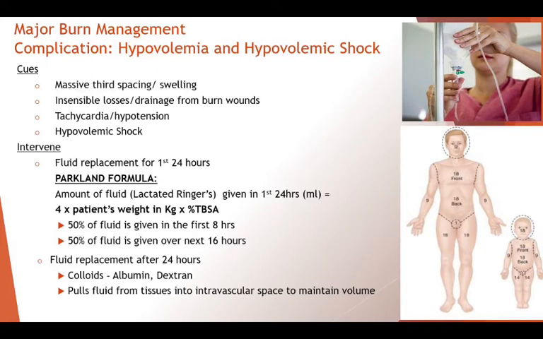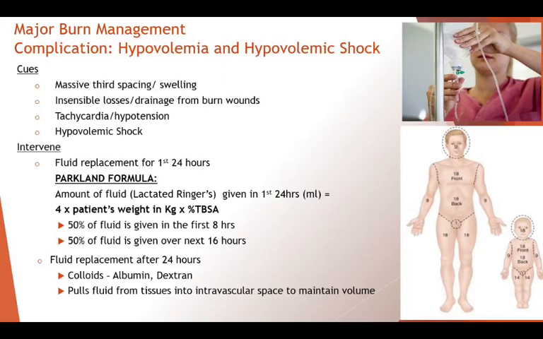And there is a specific formula for the first 24 hours of fluid replacement for any major burn, greater than 25% second degree, greater than 5% third degree. Any major burn is going to get Parkland formula resuscitation, and that is the patient's weight times the body surface area burned times 4. And we give 50% of that fluid in the first 8 hours and 50% in the next 16 hours. So this is going to be your math questions that you have on there. Not all the math questions, but a lot of them.